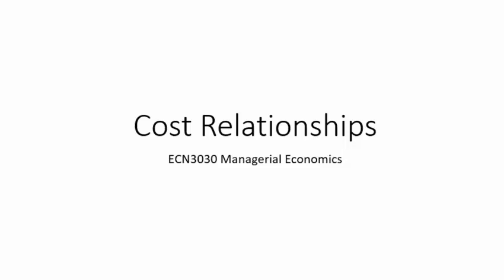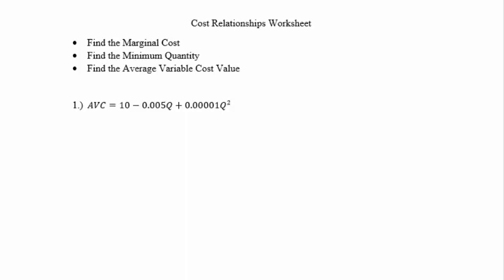In this video, we will be discussing cost relationships and how total cost, marginal cost, and average cost all relate with one another. Here we have a problem where they ask us to find the marginal cost, to find the cost minimizing quantity, and to find the average variable cost value. And they give us an average variable cost formula of 10 minus 0.0005Q plus 0.00001Q squared.